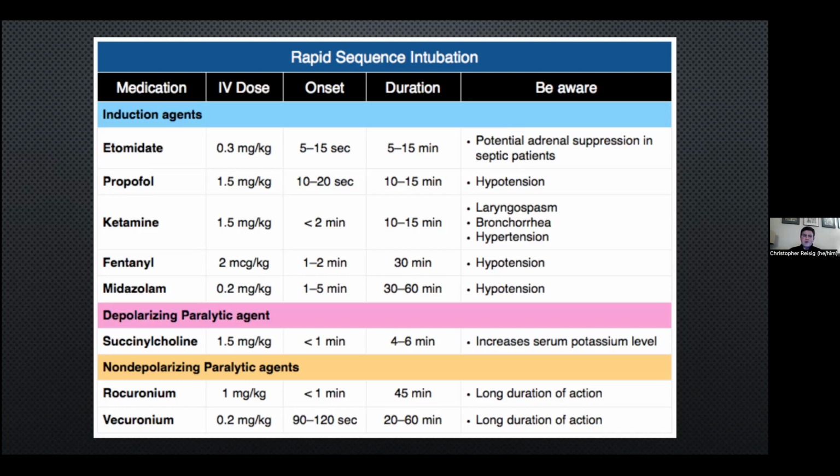Fentanyl and midazolam really don't have a role in RSI for us anymore. Remember, Sux is depolarizing, Rock isn't. You want to avoid Sux in anybody who is at risk for hyperkalemia, who has a neuromuscular disorder, or has like a crush injury where you're concerned that there may be a lot of extra potassium floating around. So when in doubt, use Rock, though the delay of time of onset is slower.